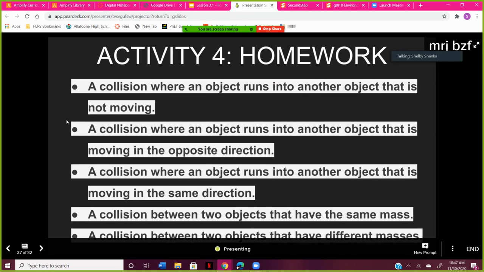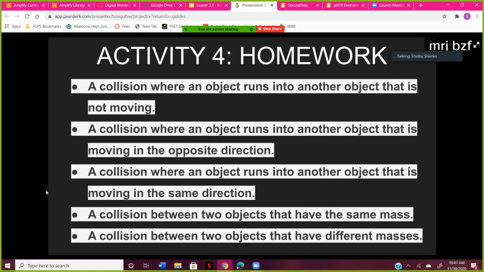So it looks like there are 5 different collisions that you need to set up in your homework. Your first collision is going to be where an object runs into another object that is not moving. So one object is going to be moving, and the other object is going to be sitting still.